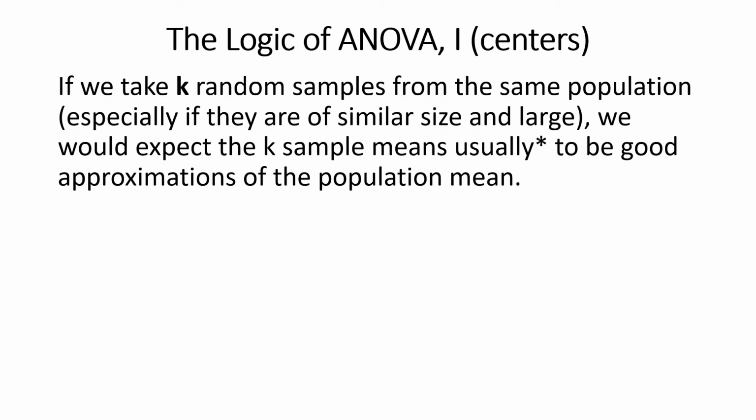So if we take k random samples, so k is the number of groups that we have. So in our example today, we have 3 groups, so k is equal to 3. So if we take these random samples from the same population, and especially if these random samples are of similar size and are large enough, we would expect that these k sample means would usually be good approximations of the population mean. So we're saying that if we have 3 samples of, say, in this particular instance, we have size 8, which is a little small, but we'll go with that.